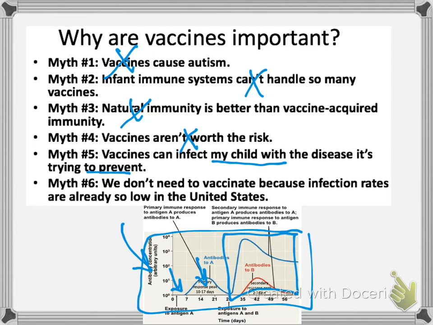Okay? And then here, we don't need to vaccinate because infection rates are already so low in the United States. Well, thanks to herd immunity, where people are doing what they're supposed to be doing, that is okay. But the unimmunized minority, yeah, they are the minority, luckily here. There are some people who just cannot get vaccines, people that are immunocompromised to begin with, or people that have certain types of egg allergies.